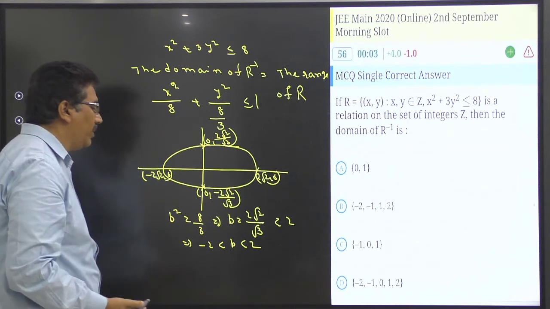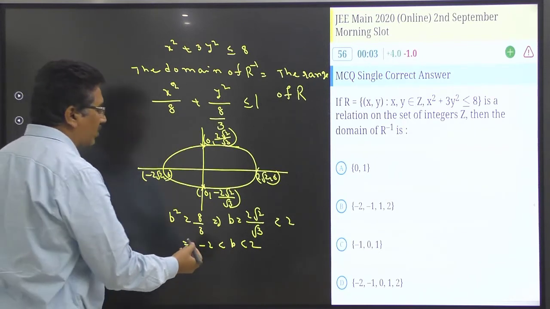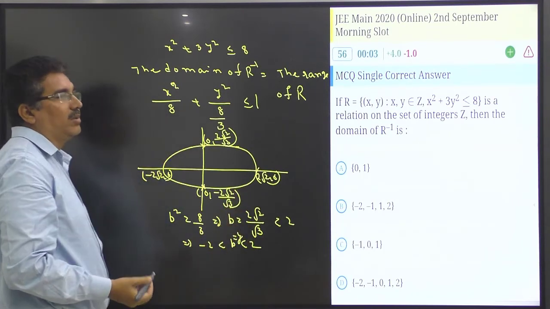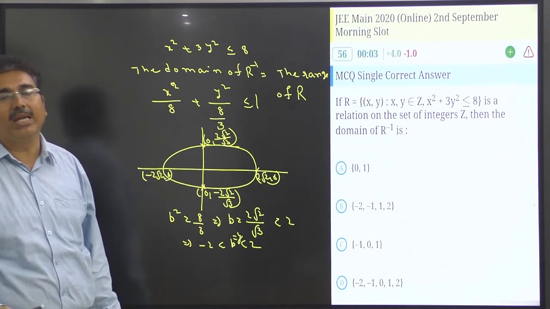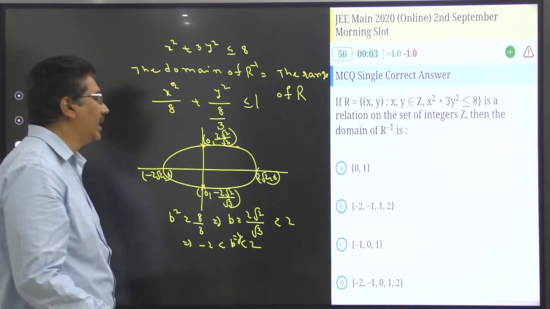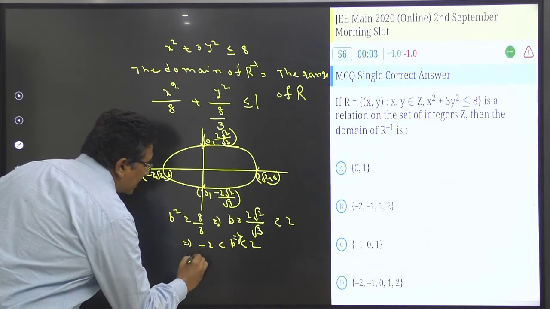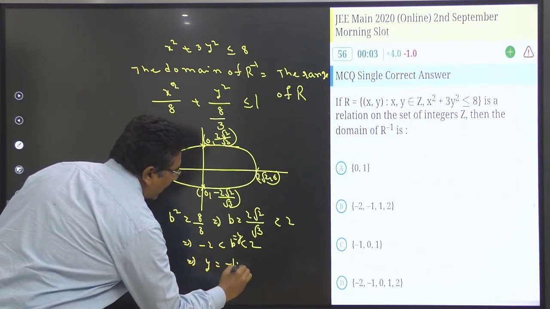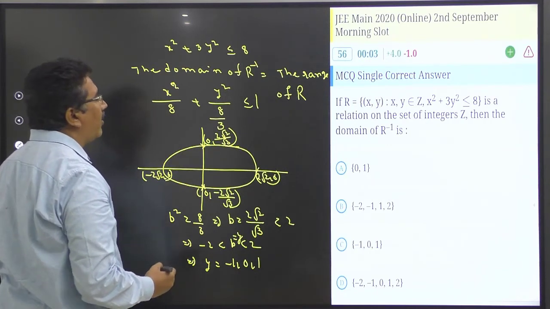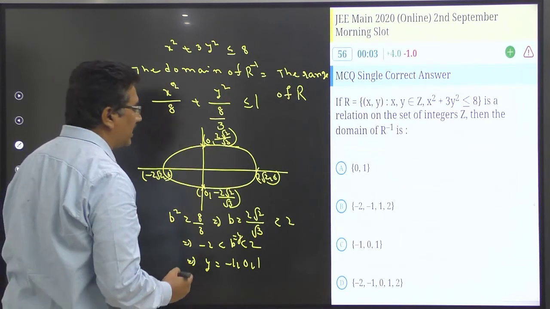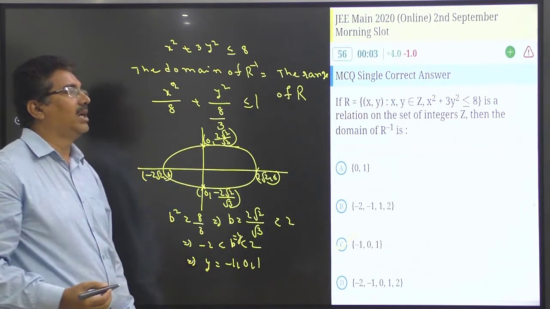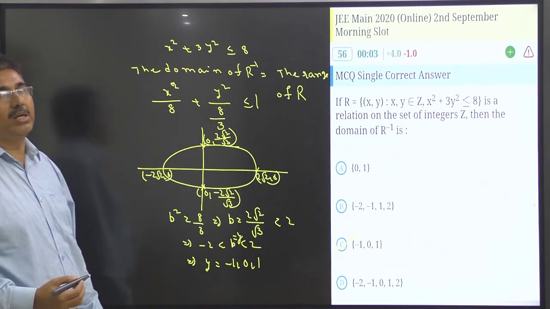Minus 2 less than y less than 2. What are the integers that lie between minus 2 and 2? That implies y is equal to minus 1, 0, 1. Therefore, the range of R, which is the domain of R inverse, is the set containing minus 1, 0, 1.